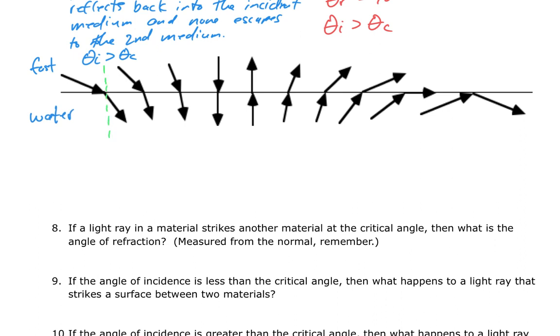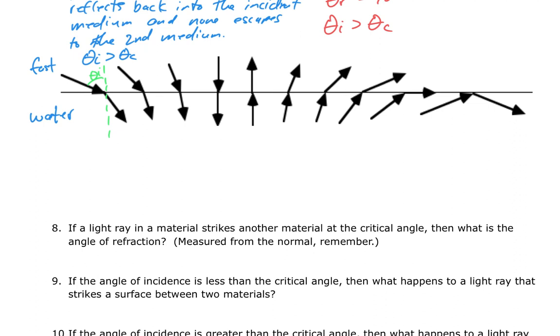I would see that since the light is bending, if this is my theta I, if the light is bending towards the perpendicular, which it is in this case, it must be going from a fast medium to a slow medium. And I can see that no matter how big my incident angle is, when I'm going from fast to slow, I'm never going to get total internal reflection.